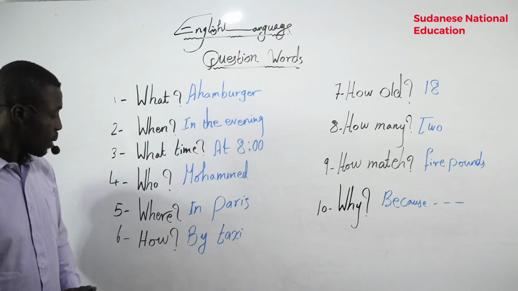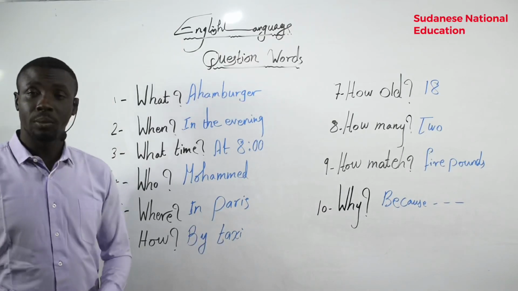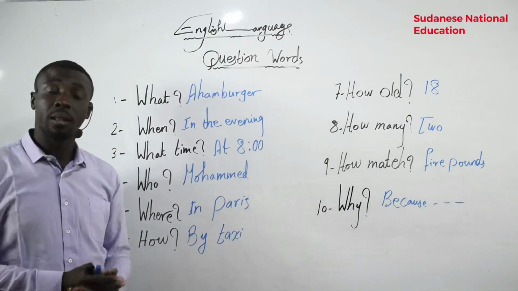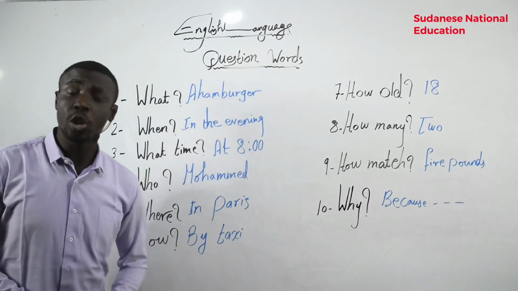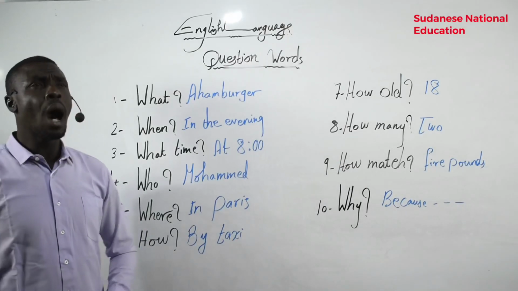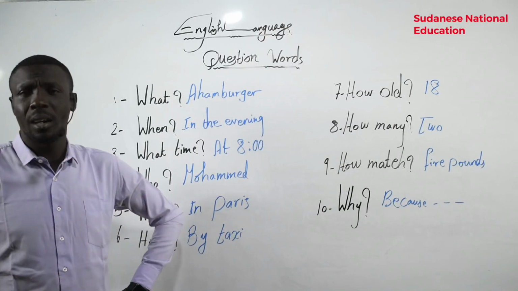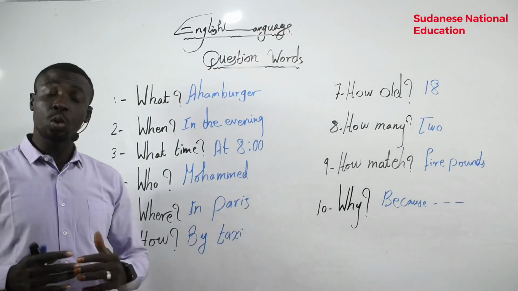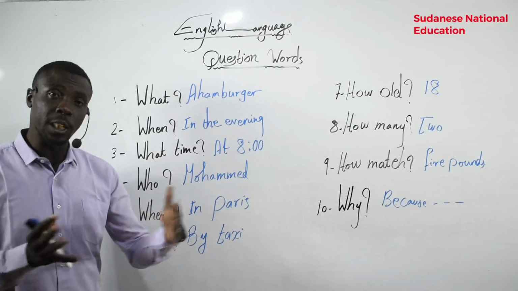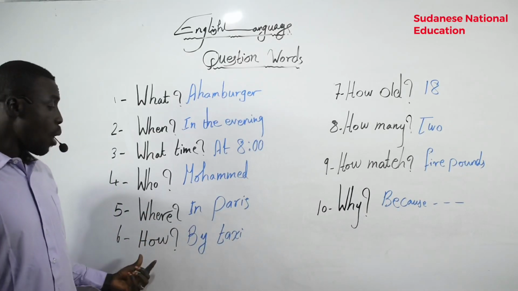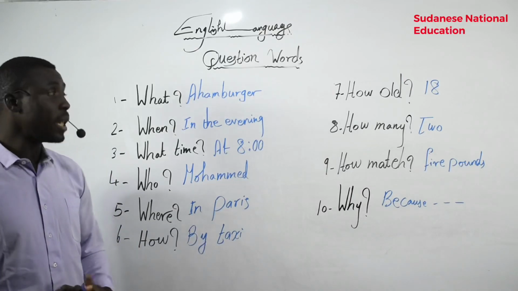Number 6, how? By bus. How is used to ask about manner. How did you do that? How did you come? Wow, it's incredible. How did he get there? So how is used to ask about manner, how something is being done. How? By taxi.